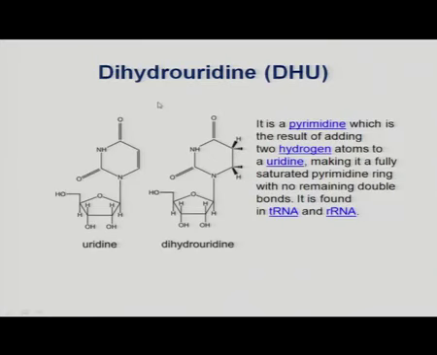Another uncommon nucleotide is dihydrouridine. You can see in the slide, in the uracil nitrogenous base, this unsaturated bond is broken down by the addition of hydrogen and is converted into a saturated bond, and the addition of 2 hydrogens at these places makes the uracil dihydrouridine, which is found in transfer RNA as well as in ribosomal RNA.